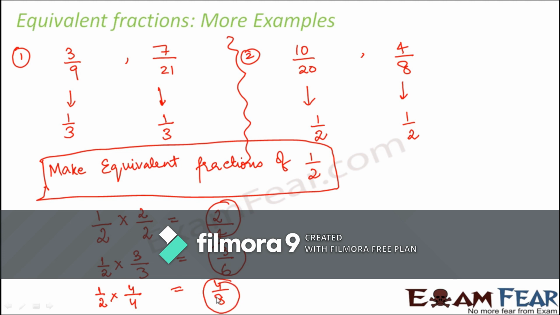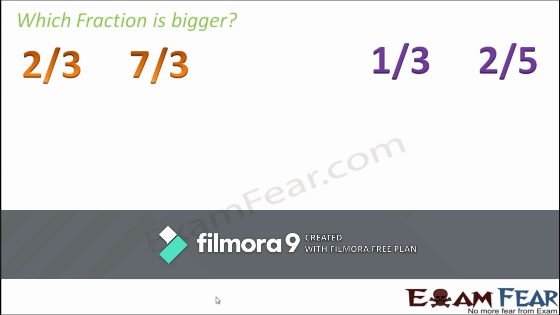These are all equivalent fractions of 1 by 2. In fact, this is how we make equivalent fractions of a given fraction. That is by multiplying the numerator and the denominator by the same whole number. Fine. So this was all about the different types of fractions.